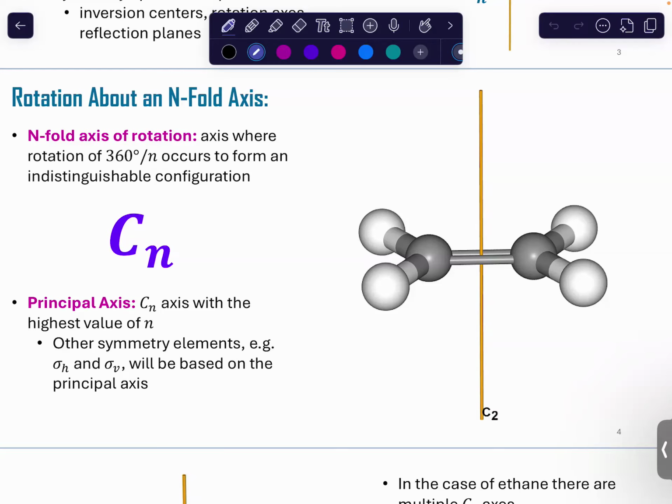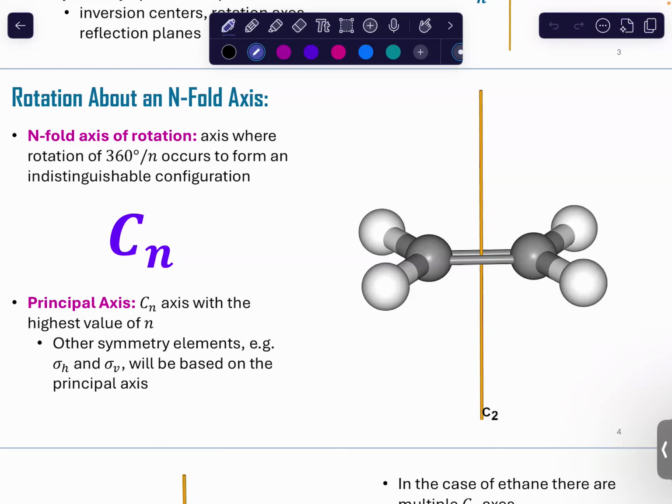You usually have C1, C2, C3, C4. A C1 is a very asymmetric molecule because you have to spin it all the way around just to get it back to its original configuration. So here is one you're probably familiar with. We have the ethene molecule. There you see its C2 principal axis.